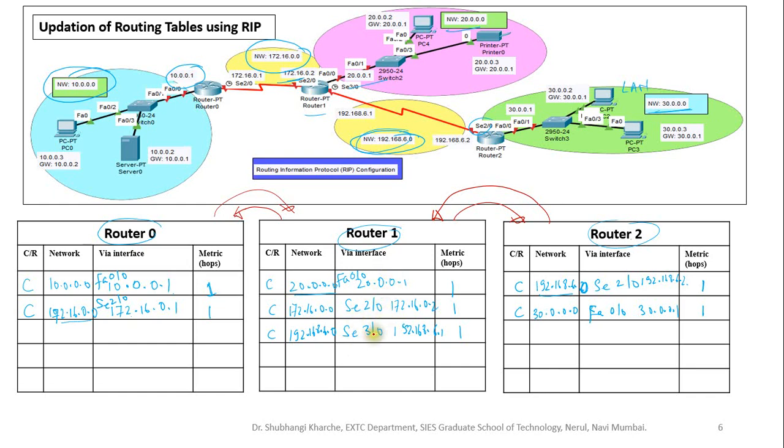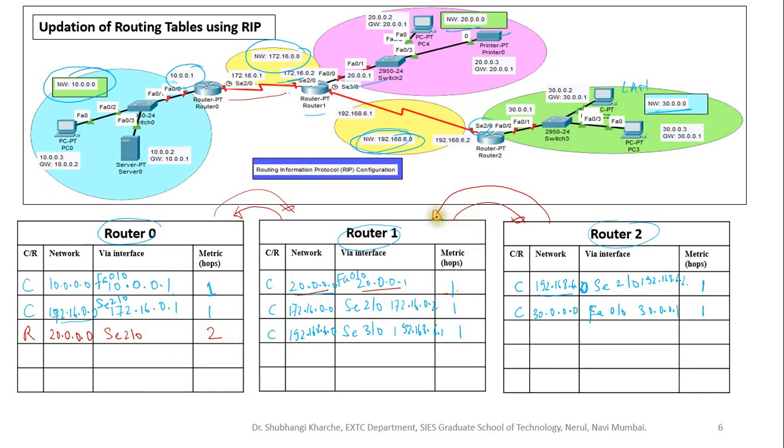Now here router 1 will tell router 0 that it can reach the 20 dot network with a hop count of 1. So once router 0 receives this information, it understands that it can also reach this 20.0.0.0 network via the interface serial 2/0, and the number of hops required to reach there is 2. It understands that router 1 is its immediate neighbor, and if router 1 can reach this 20 dot network with a hop count of 1, it will reach the 20 dot network with a total hop count of 2.